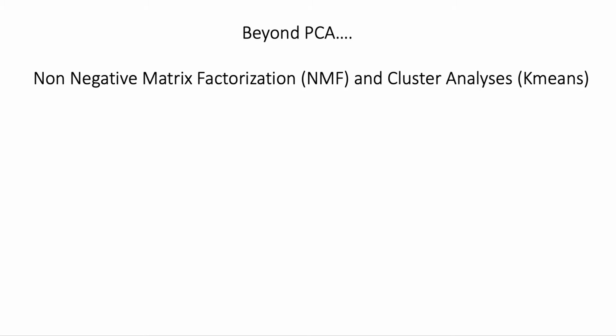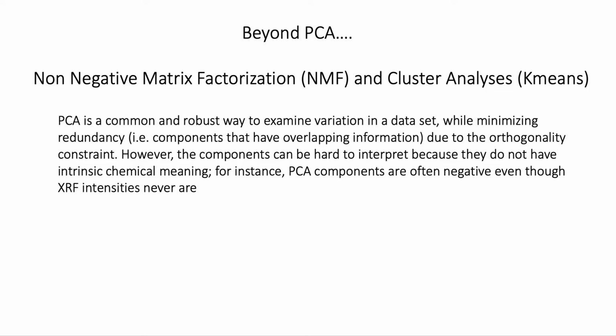There are other tools besides PCA that we can use to look for chemical differences within XRF images. These include non-negative matrix factorization, NMF, and cluster analyses, K-means. So PCA is a common and robust way to examine variation in a dataset while minimizing redundancy, i.e. components that have overlapping information, due to the orthogonality constraint. However, the components can be hard to interpret because they do not have intrinsic chemical meaning. For instance, PCA components are often negative, even though XRF intensities never are.